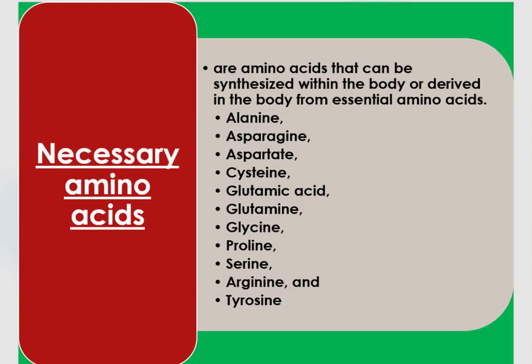Necessary amino acids are amino acids that can be synthesized within our body or derived in the body from essential amino acids. These necessary amino acids are alanine, asparagine, aspartate, cysteine, glutamic acid, glutamine, glycine, proline, serine, arginine, and tyrosine.